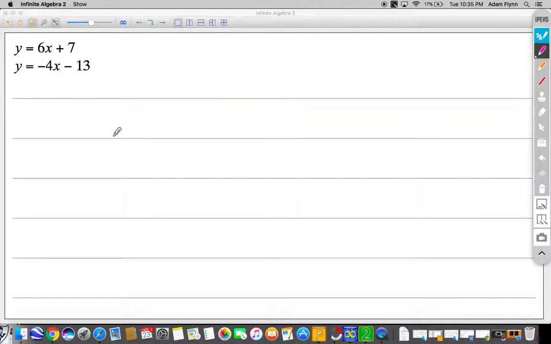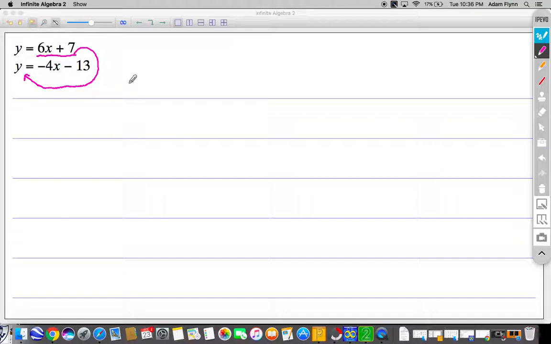Okay, same type of example here. So just because I moved my bottom expression up to the top equation last time, how about I take this top expression and I move it to the bottom one. So I'll take this and I'll plug it in for y right here, because my original system here tells me that y equals 6x plus 7, and it also equals negative 4x minus 13.